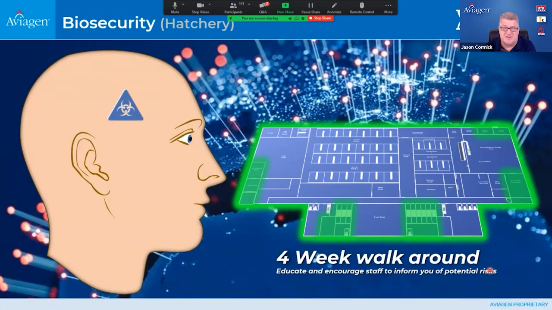And then something like avian influenza will not only be devastating to your operation, we've seen it actually in a couple of countries where an operation has had avian influenza and it's completely lost the confidence of the consumer. So later on, those companies were sold at a very cheap price as well. So we want to avoid that. We don't want to be in that situation at all.